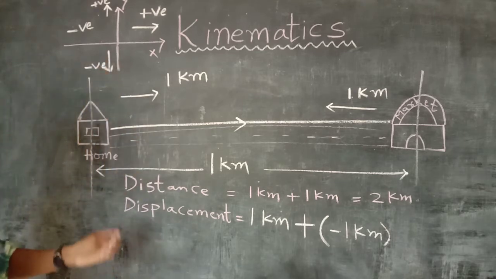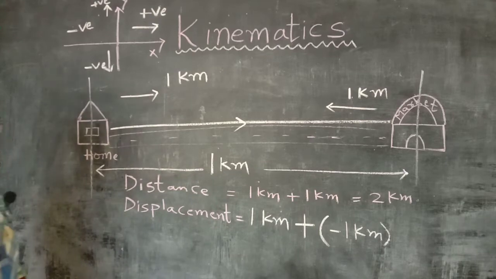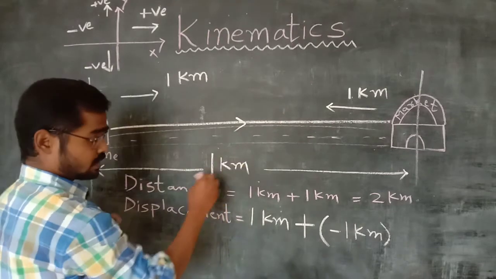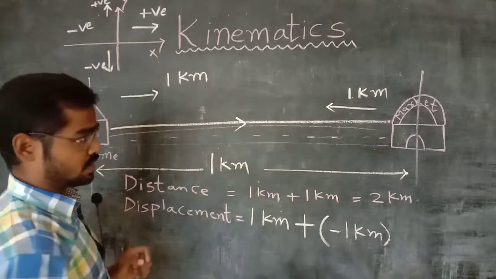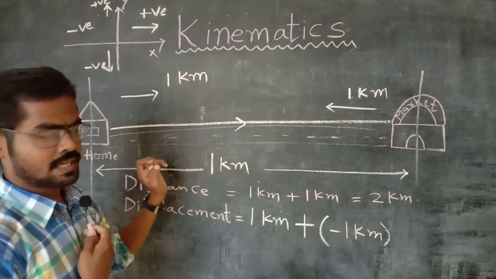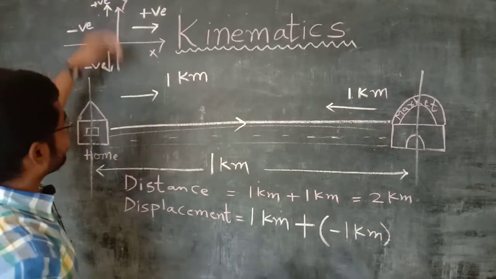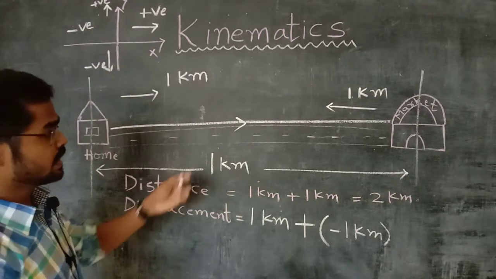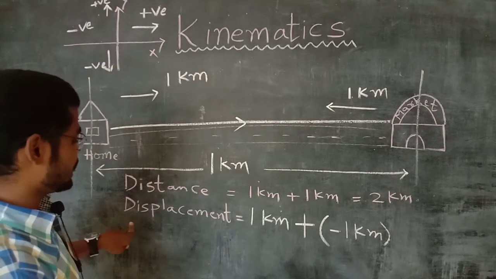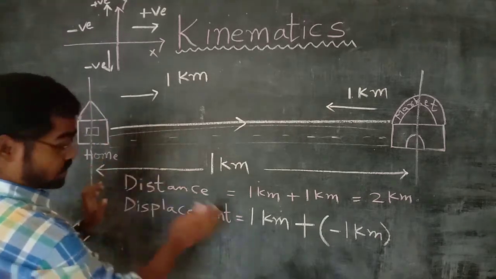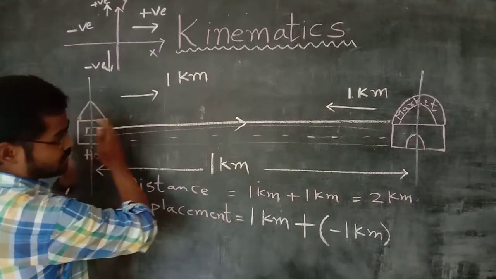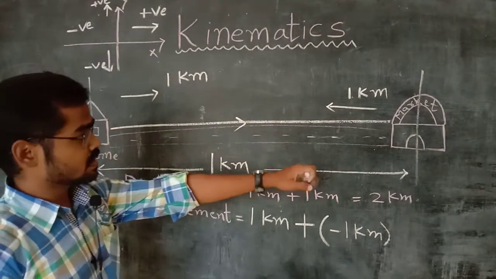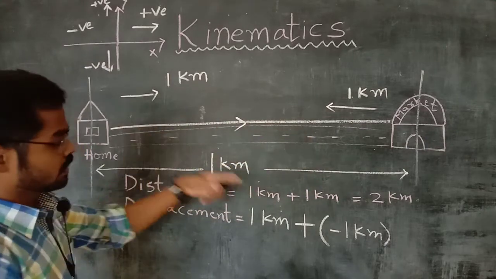So once again, any time you are dealing with a problem, towards right you take it as a positive direction, towards left as a negative direction, towards up as a positive direction, and towards down as a negative direction. Now the person has covered 1 kilometer of positive path length. Why? Because it is towards the right, from his home to market it is plus 1 kilometer, and when he is reaching from market to home, that is minus 1 kilometer.